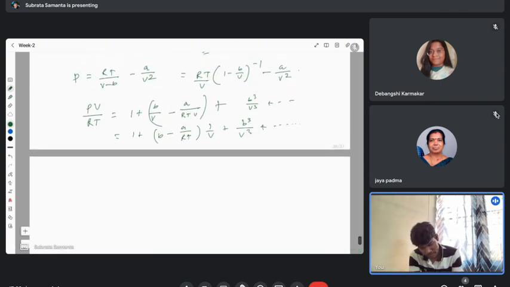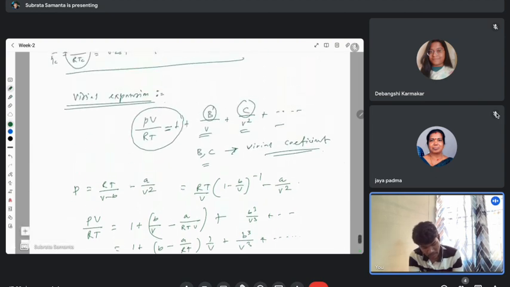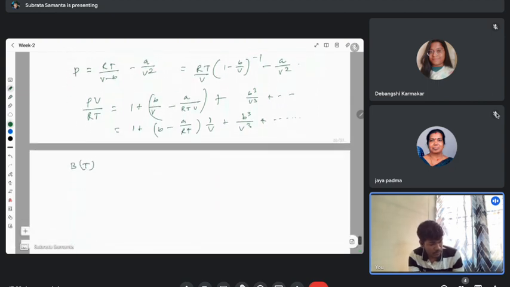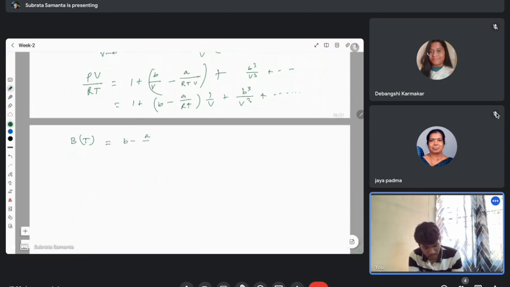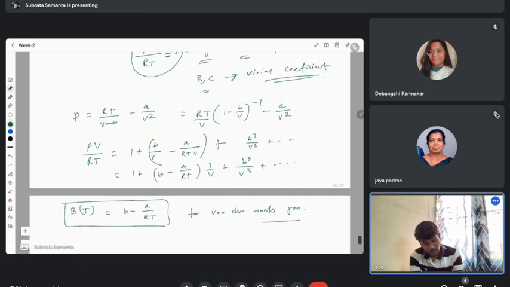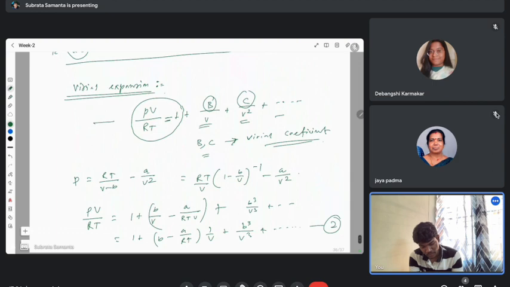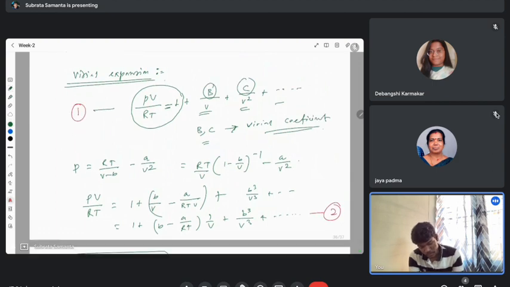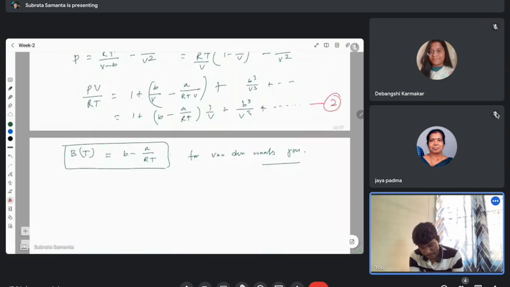So that means the second virial coefficient Bt is this. So this is the second virial coefficient, right? So this Bt is actually b minus a by RT for van der Waals gas. So just put in the expansions and compare with this equation 2, and this is the virial expansion, equation 1. So comparing equations 1 and 2, we get that Bt is this.